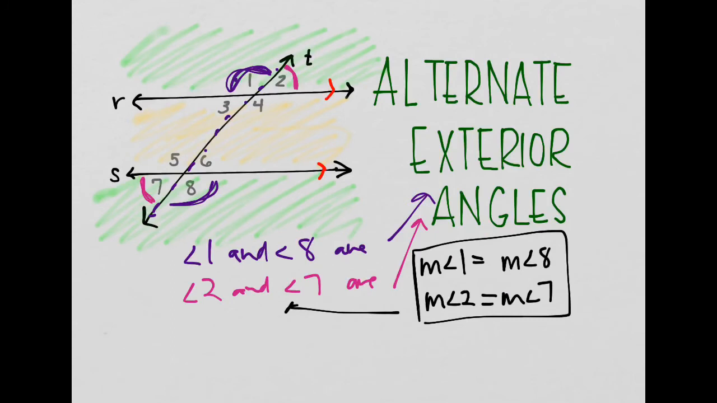Okay, alternate exterior angles, same idea. Opposite sides of the transversal. Here's your line. One has to be on the left, one has to be on the right. But they have to be in this green external section, the exterior. And their measures are equal.